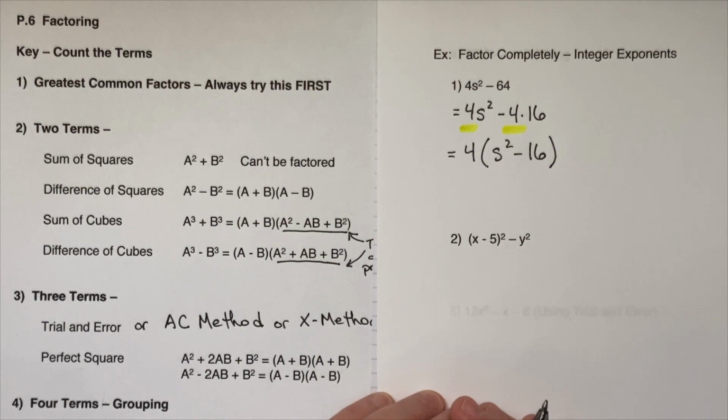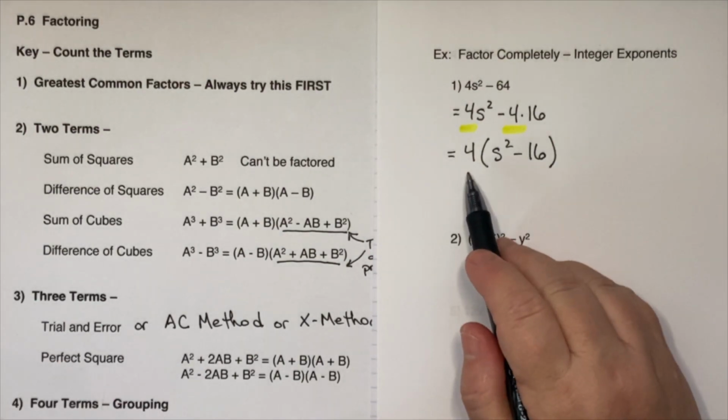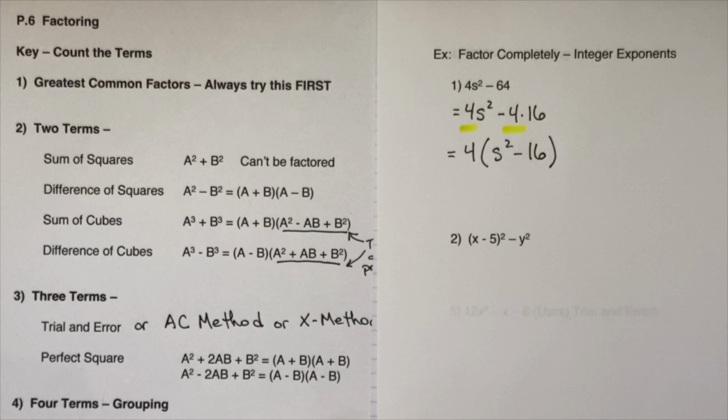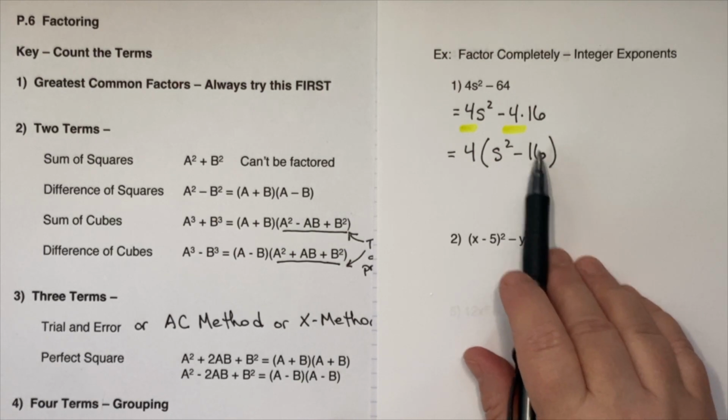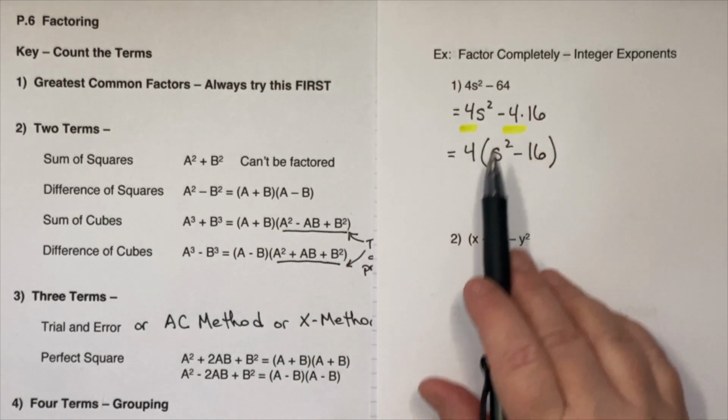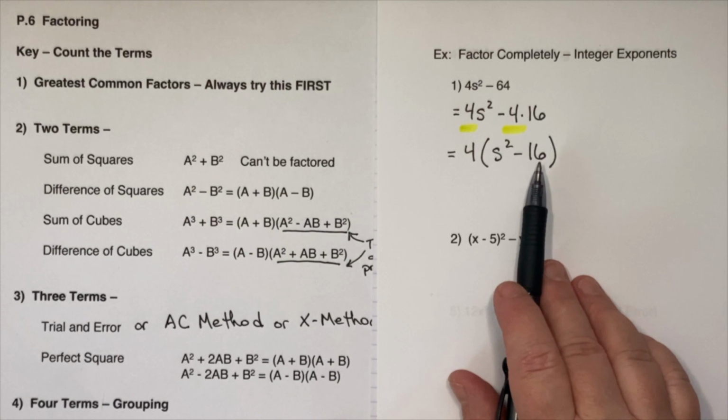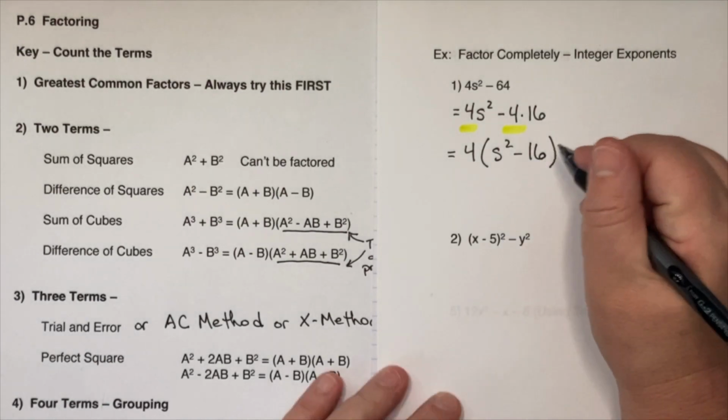Now, this does 2 things. One, you're required to do this. So this is great to get it out of the way before you do the harder work. And the second thing is these then become simpler to deal with. Rather than 4s squared and 64, we're dealing with s squared and 16. This is a difference of 2 squares.